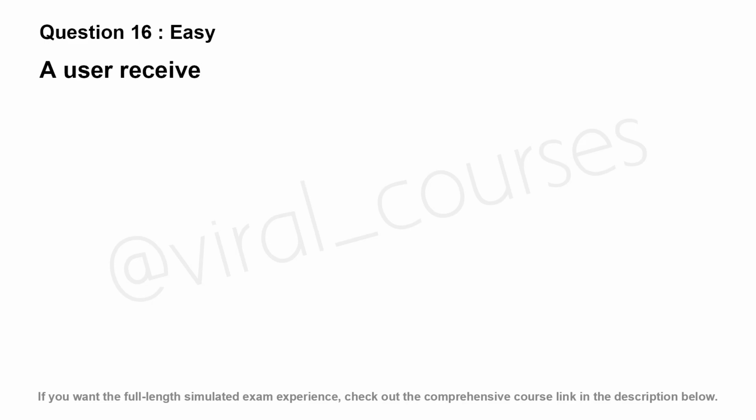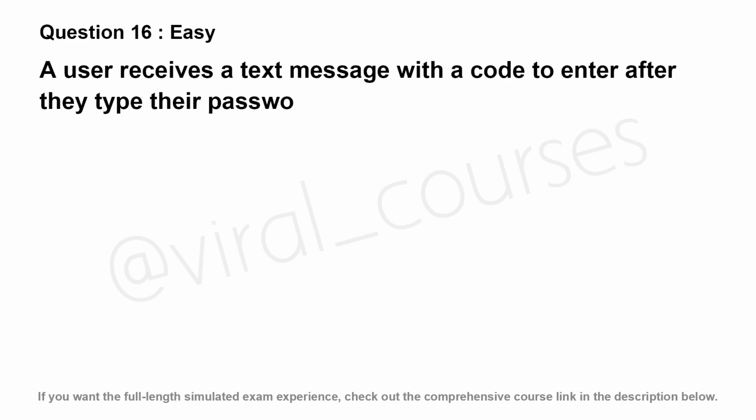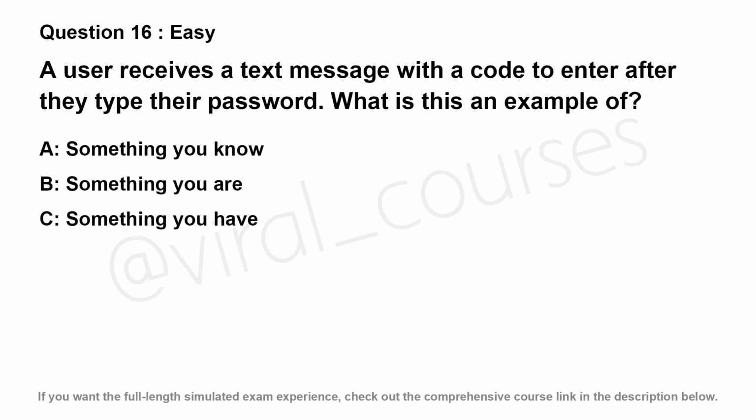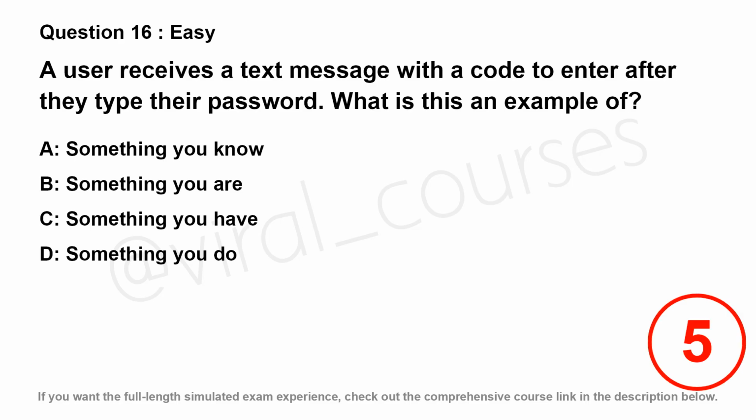A user receives a text message with a code to enter after they type their password. What is this an example of? Option A, something you know. Option B, something you are. Option C, something you have. Option D, something you do.